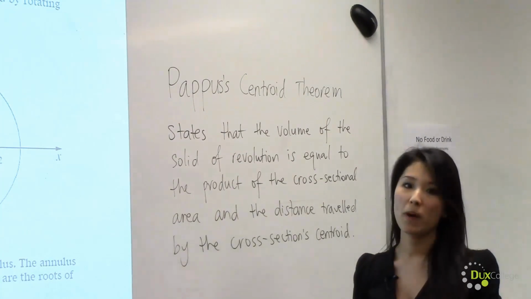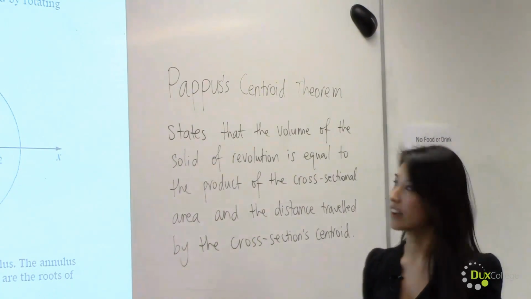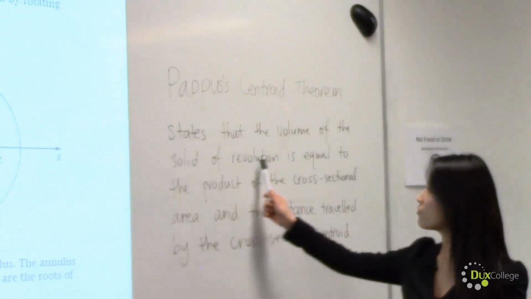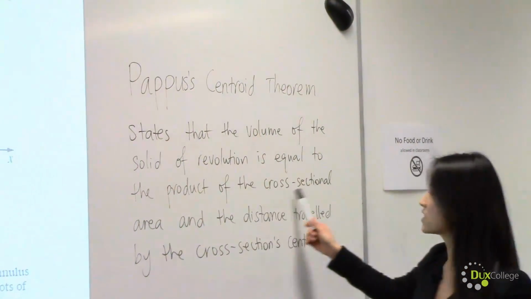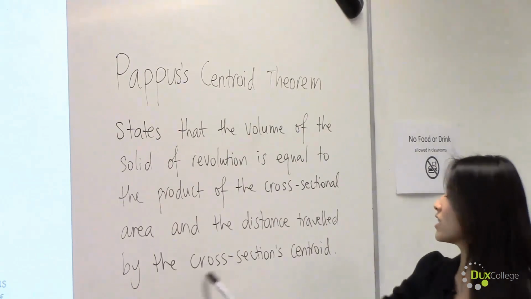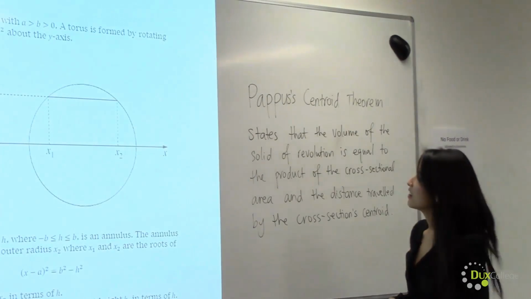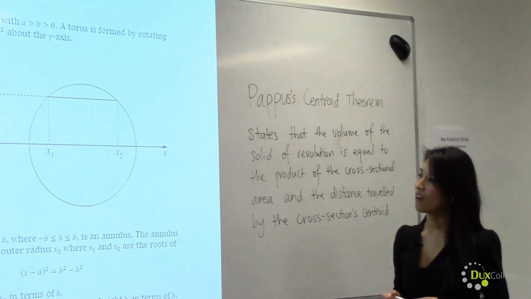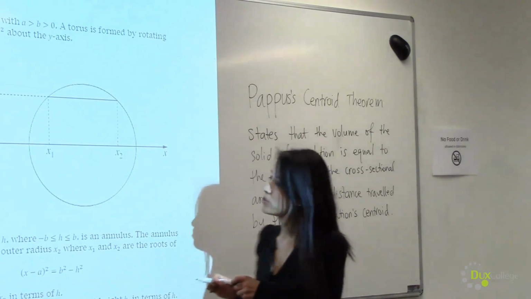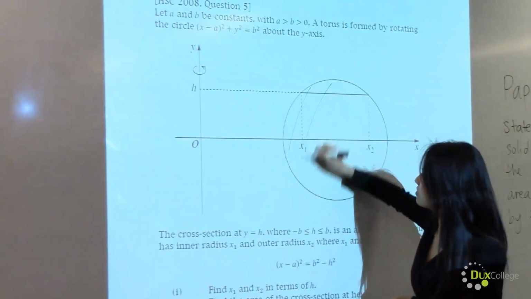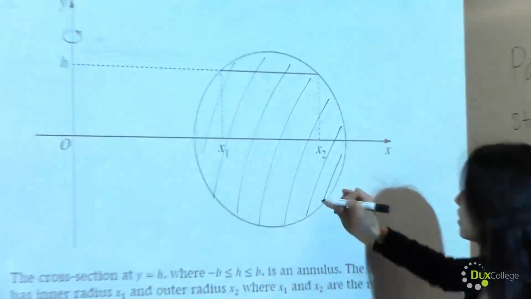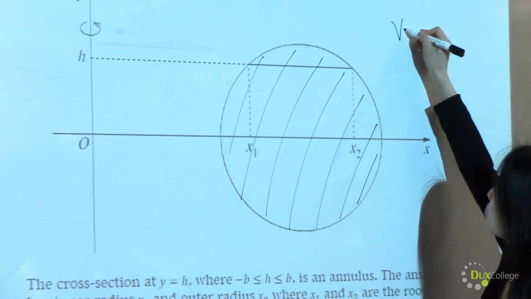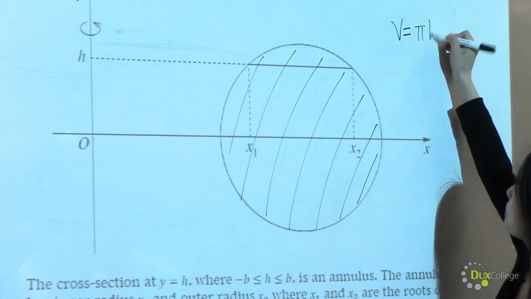There's actually a very simple way to check whether your final answer for this torus is correct. It's called Pappus's Centroid theorem, which states that the volume of the solid of revolution is equal to the product of the cross-sectional area and the distance traveled by the cross-section centroid. Okay, now that we know what this theorem says, let's use this theorem to check our answer for this torus. First of all, we need to find the area of the cross-section. You can see that this is the area of the circle with radius b. So the area must be pi b squared.